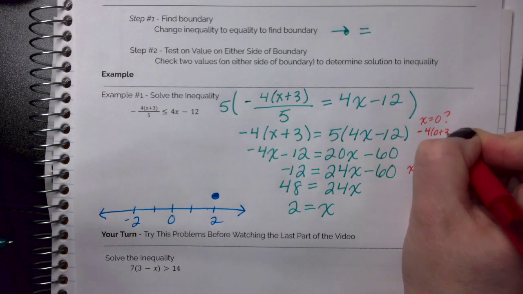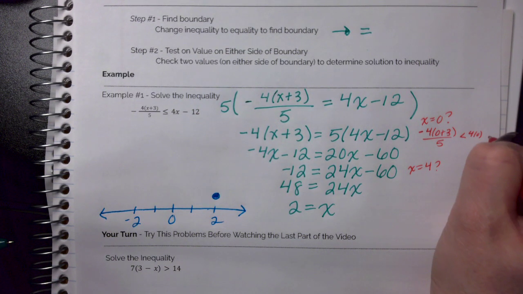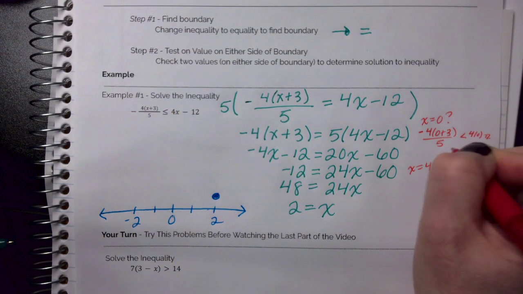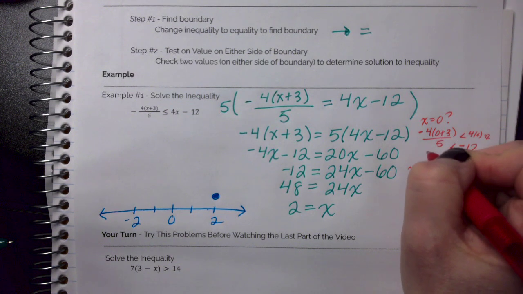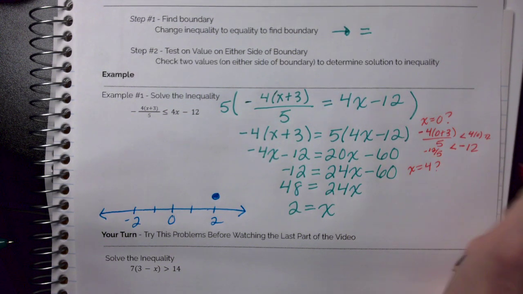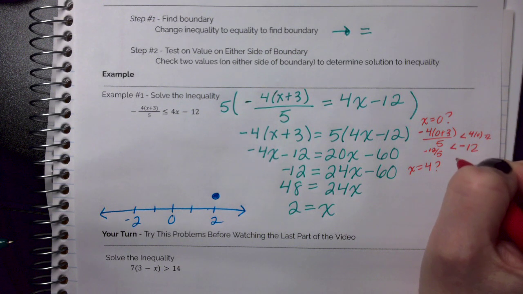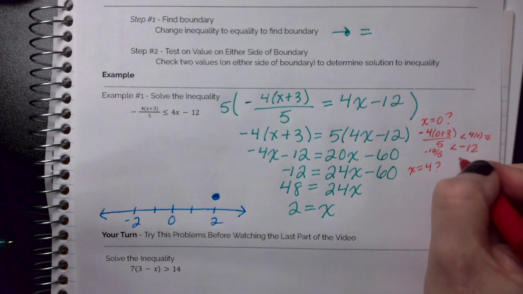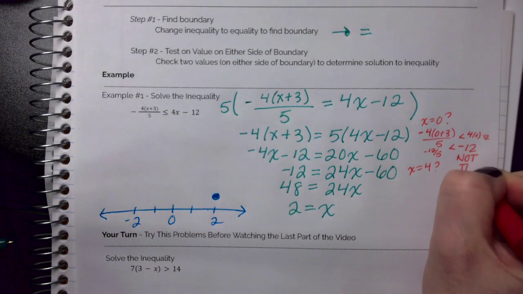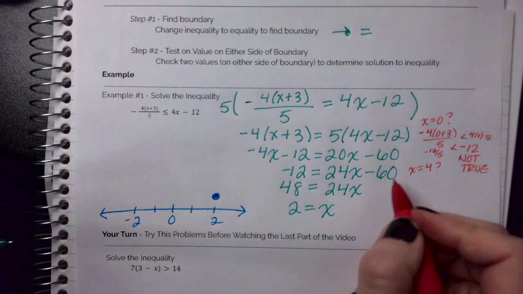So we have 0 plus 3 divided by 5 is less than 4 times 0 minus 12. Minus 12 is the right side, and this is going to be negative 12 divided by 5, which is some decimal value, like negative 2 point something. I know it's not smaller than negative 12. I know that this is not true. So I don't think the arrow is going to go this way, but let me check by checking a value that's bigger than 2.